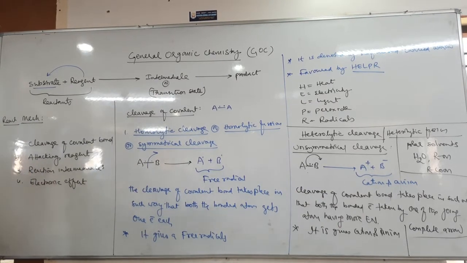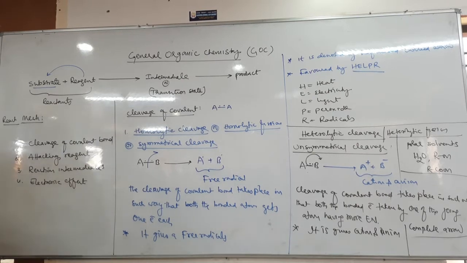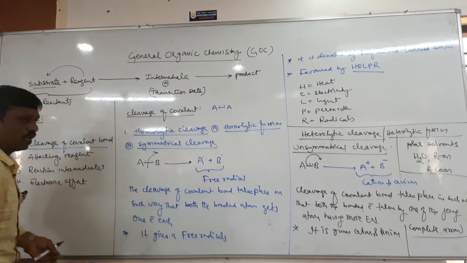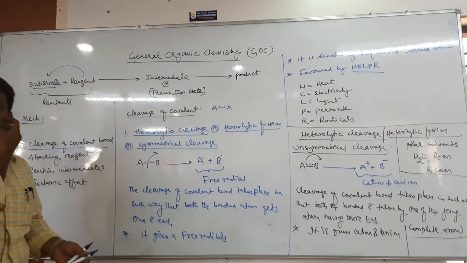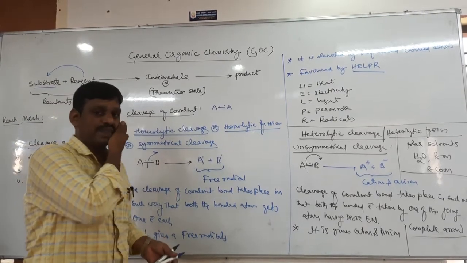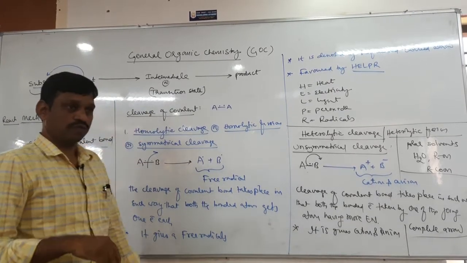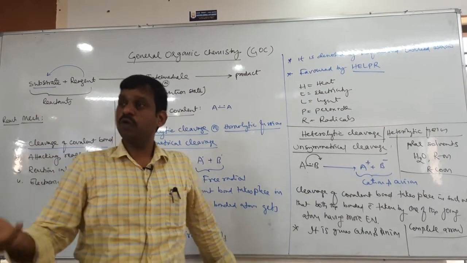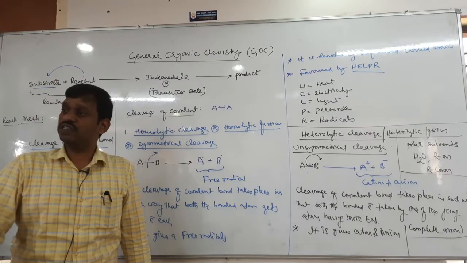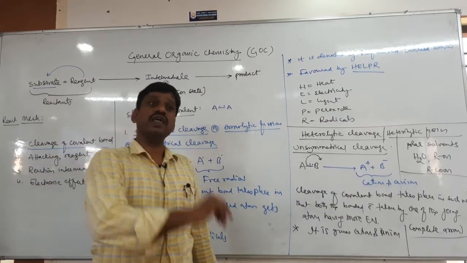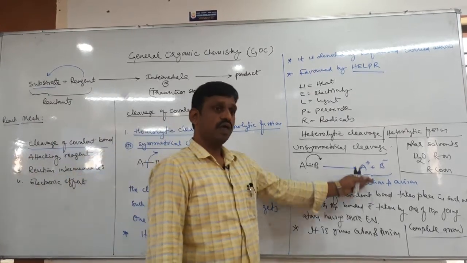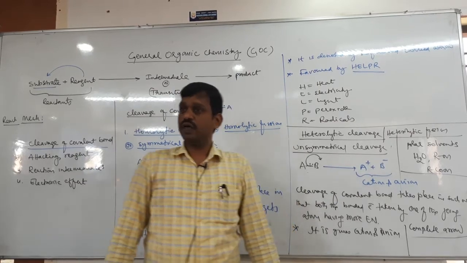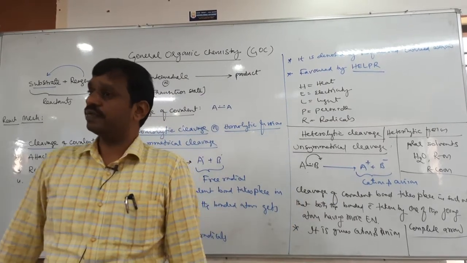Right? So therefore, it is about the first concept, cleavage of covalent bond. What are the possible questions that can be expected in the NEET exam? It was a previous CET question also. Which of the following cleavage gives free radical? Homolytic. Which of the following cleavage gives carbocation, carbanion? Heterolytic cleavage.